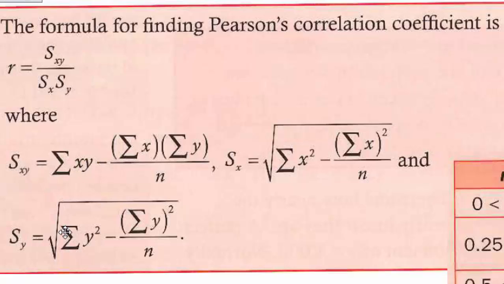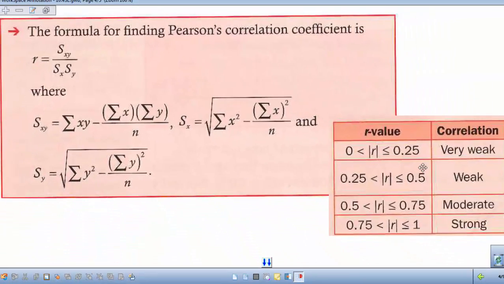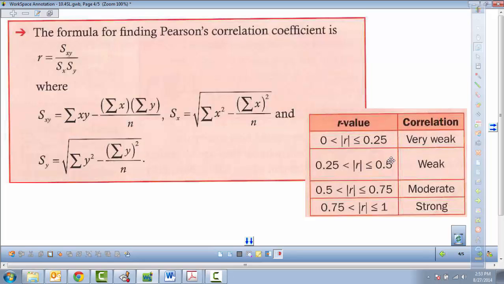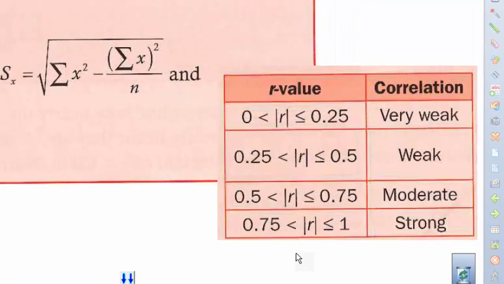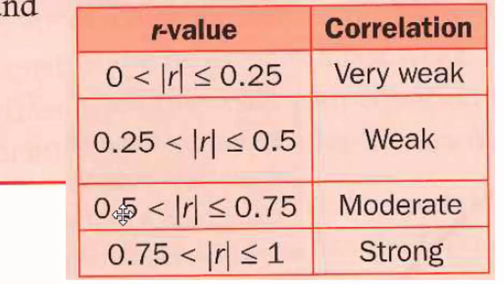And notice the formulas here for Sx, Sy, Sxy. They're all really the same. They're all from the previous section. We use them both ways. We use them for finding the slope of our regression equation and for finding our correlation coefficient. And a rough description of how strongly correlated things are is according to this table. Strong is 0.75 to 1, moderate is 0.5 to 0.75, and anything under 0.5 is considered weak, with 0.25 down to 0 being very weak.